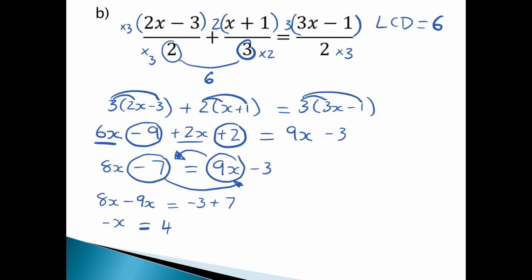Now we don't want a negative variable over here. So what we're going to do is we're going to get rid of that negative variable, which is by dividing by negative 1. And what we do to the one side, we have to do to the other. So negative x over negative 1 gives me positive x equal to 4. So positive 4 divided by negative 1 gives me negative 4. And our answer over there is going to be x equals negative 4.